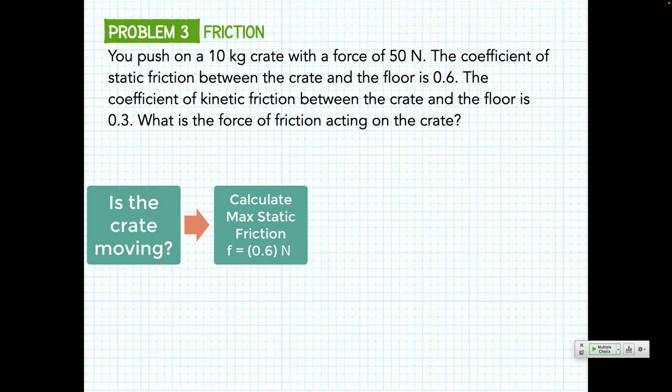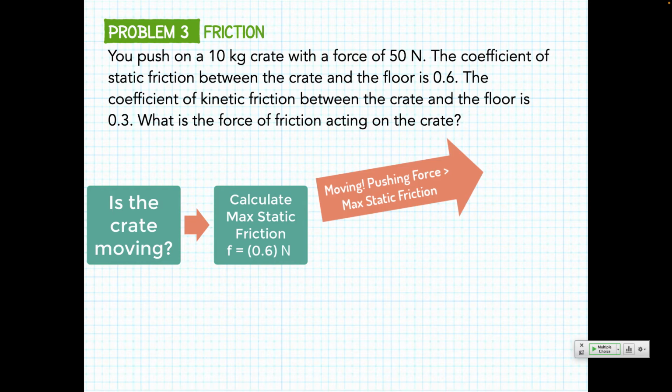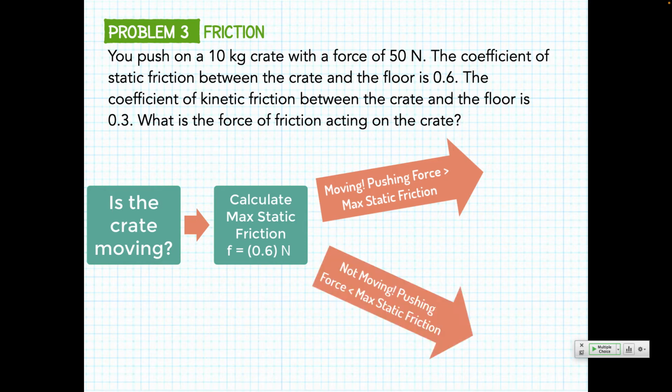Okay, so let's say the maximum static friction is 49 newtons. Are we moving or not moving? We're moving, right? If our maximum static friction is 49 newtons and we push with 50, then it moves. If we push with 48, then it doesn't move, okay? So the first thing you want to do is calculate the maximum static friction, and then compare it to your pushing force. If you're pushing harder than maximum static friction, then you switch to kinetic.